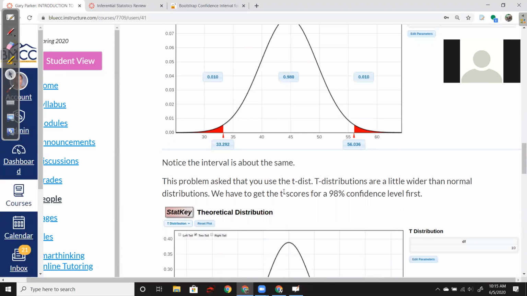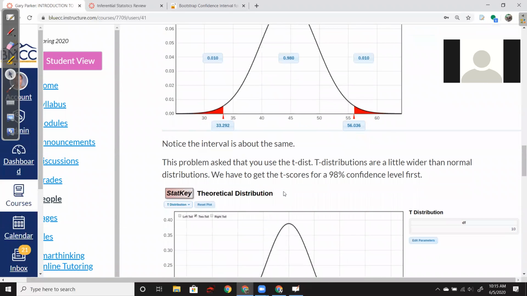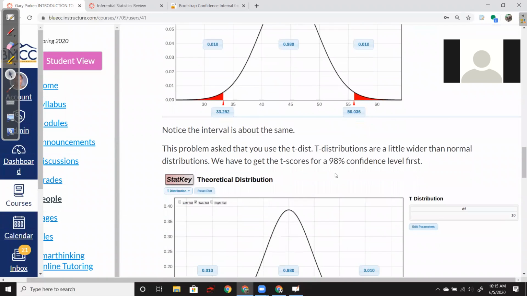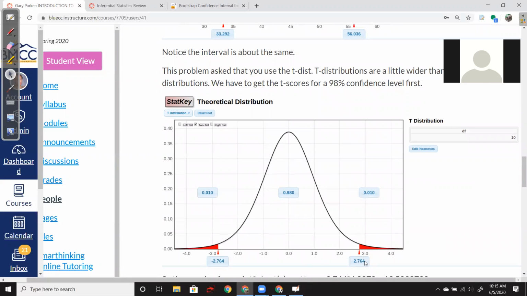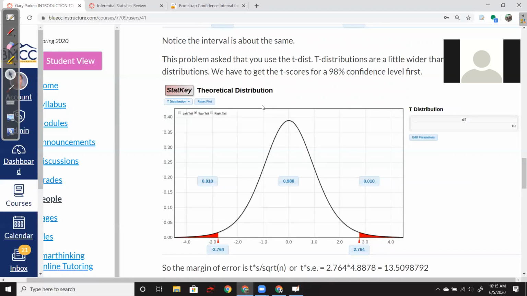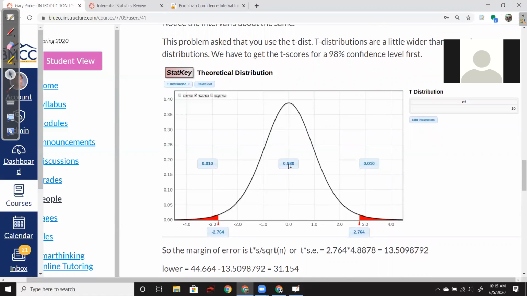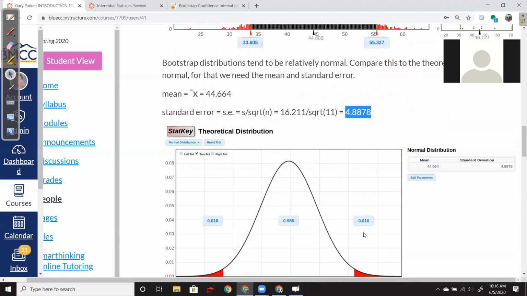So finally I say, okay, I better use a t now. To use a t-distribution, you can't get the lower and upper bounds directly. You first have to find the t-score. And we did this in a spreadsheet in the last few days in the recordings, but here I'm doing it in StatKey. So I went to the StatKey theoretical distribution t. I'll show you that in a sec. And I plugged in my 98% confidence level, and StatKey says, oh, the right t-score to use here would be 2.764.